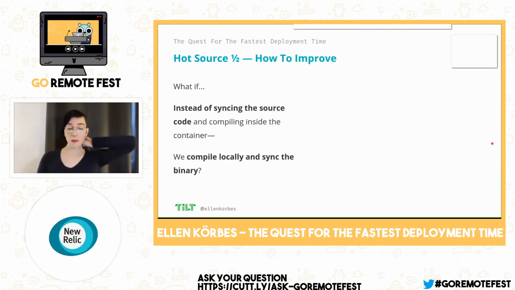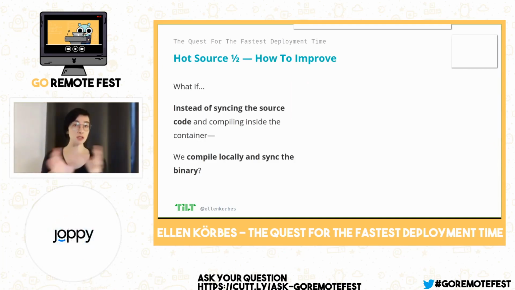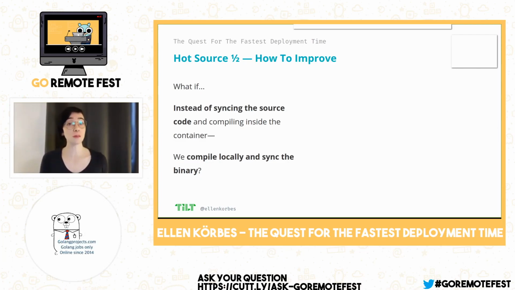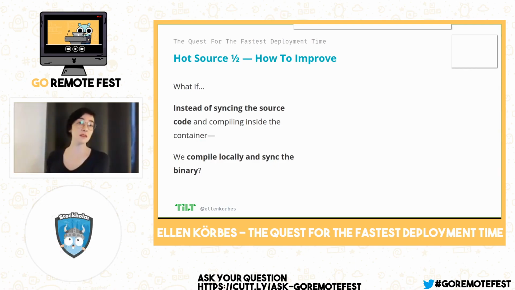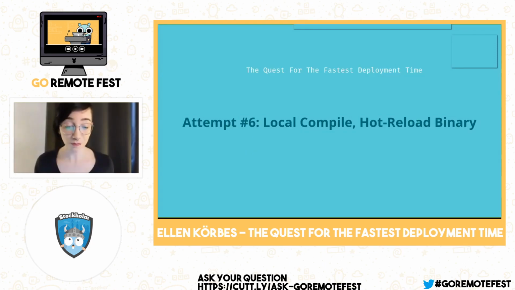So how else can we improve it? What if instead of syncing the source code into the container and compiling in the container, I compile locally on my laptop? Because even if you're using Windows or Mac, you can compile it for Linux with Go and then just ship the Go binary. So instead of syncing the source code and compiling in the container, what if I just compile locally and sync the resulting binary? So that's what we're going to try next.